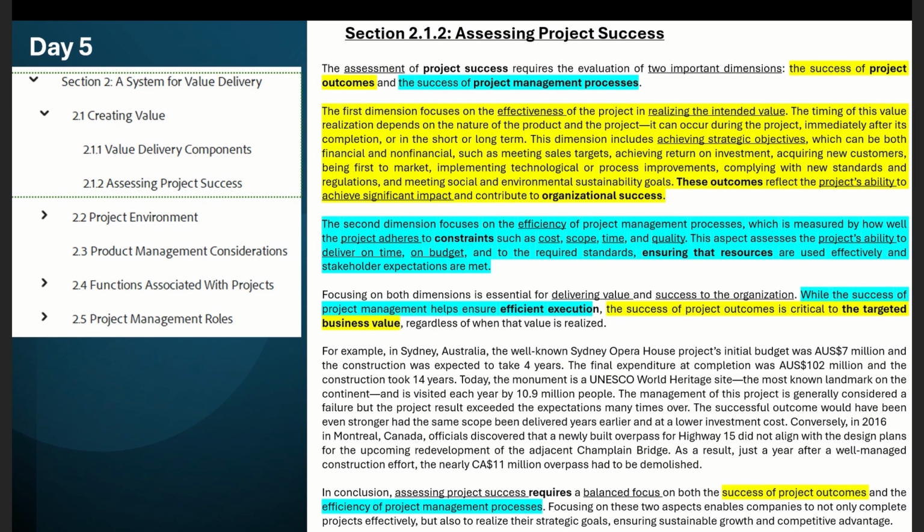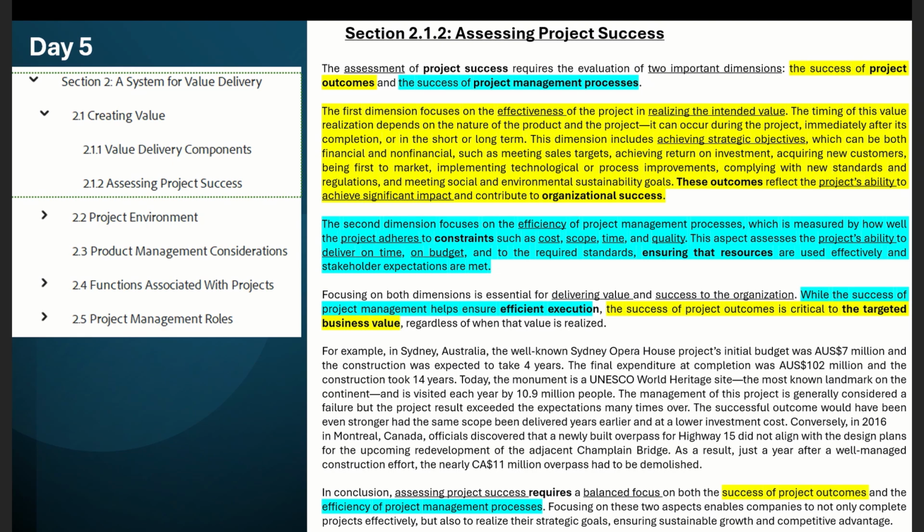Another part here is regarding how project success is assessed. In this part, I put two colors so you can understand it a little more. The yellow color is one dimension of the assessment required for the project. The yellow color is the assessment of the project outcomes, and the blue color is the success of the project management process. In the first dimension, you can obtain the effectiveness of the project in realizing the intended value.